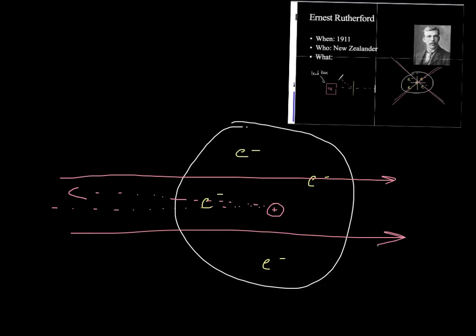So two things that Rutherford proposed about the atom from this experiment. One, that there was a nucleus, a densely packed positive region in the center that alpha particles would ricochet off of and bounce back towards their heads. And second, that most of the volume of the atom is empty space.